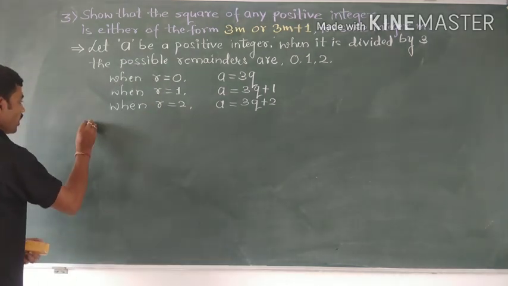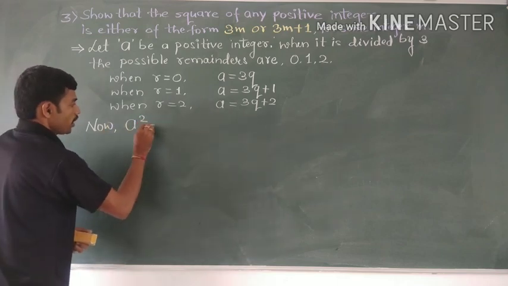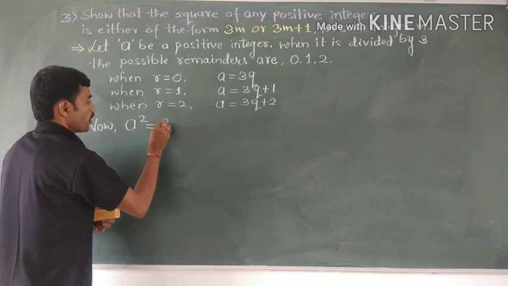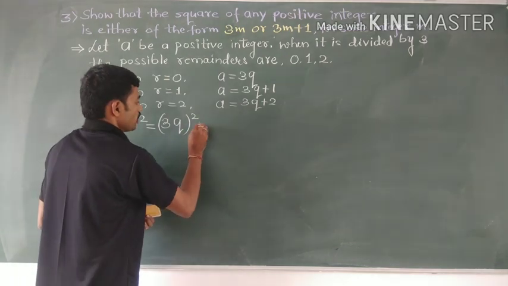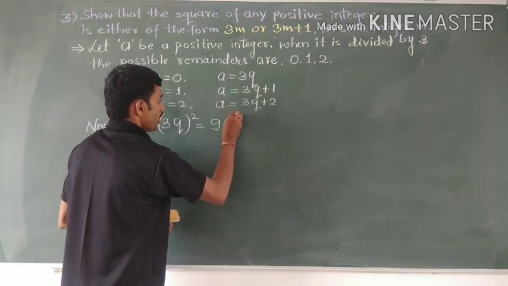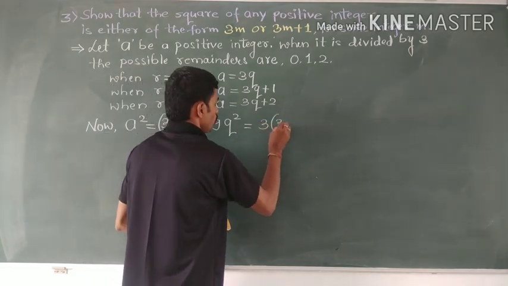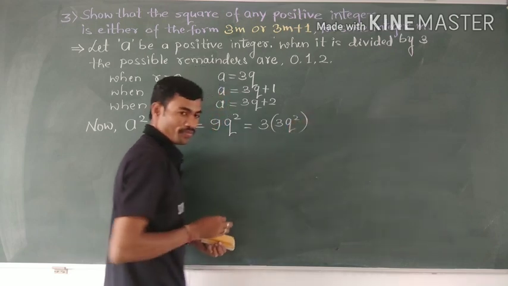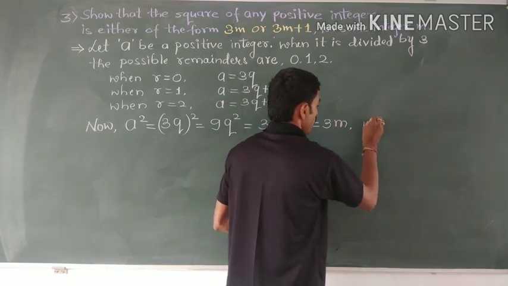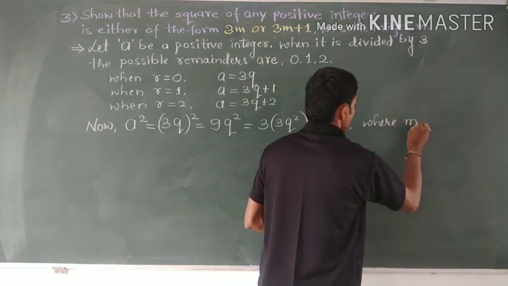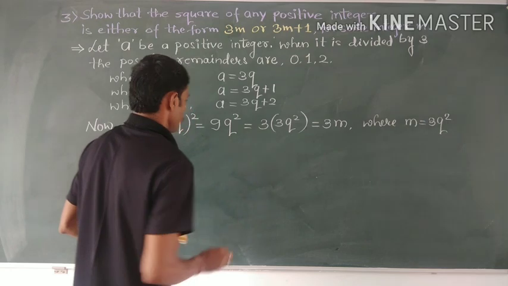Now, what is a square? a square is 3q whole square. So what we get here? That is 9q square. Again, this can be written as 3 into 3q square. Correct? So this can be written as 3m, where m is equal to 3q square.